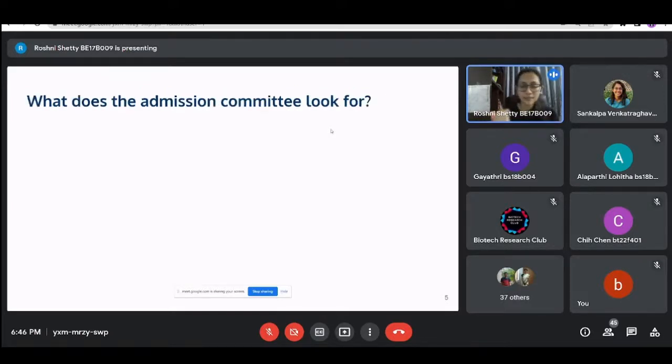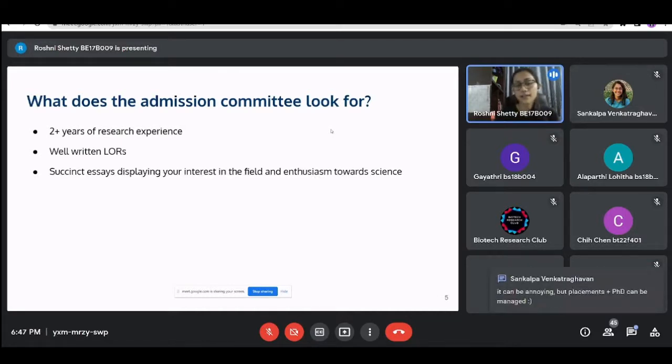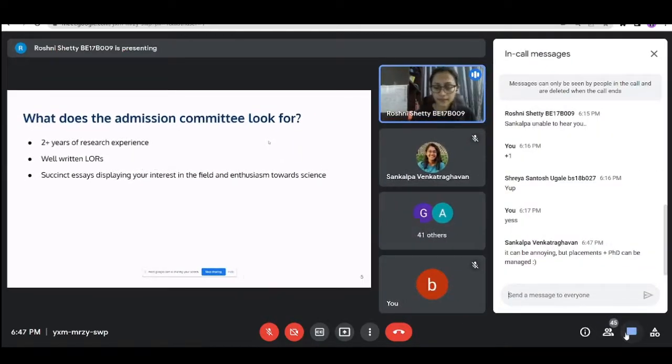So now, coming to the application process, I've made some points on the general things the admission committee looks for. First, you need at least 2+ years of thesis experience for a PhD. For masters, 2 years is okay, but for a PhD, if you have more than 2 years, it's very good. Second, well-written LORs, which I'll come to in the next slide. Next, essays that display your interest in the field and enthusiasm towards science. I'll give you some more SOP tips in addition to Sankalpa's tips. And also a good academic record.